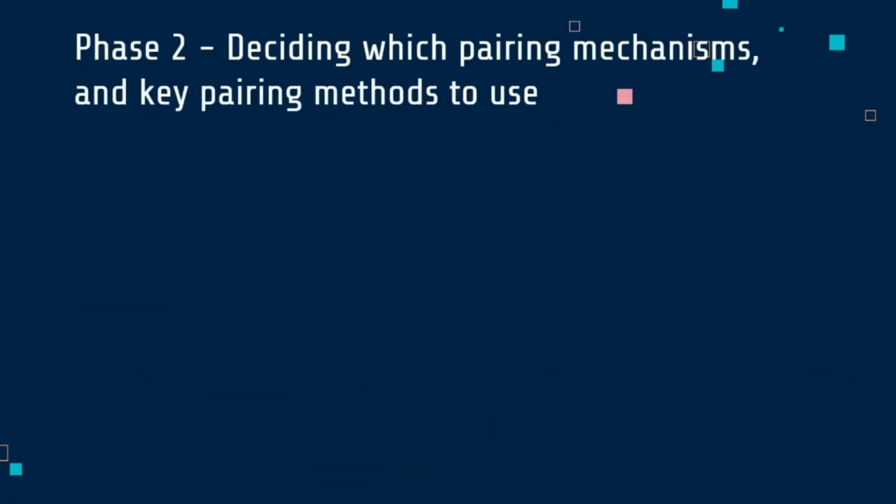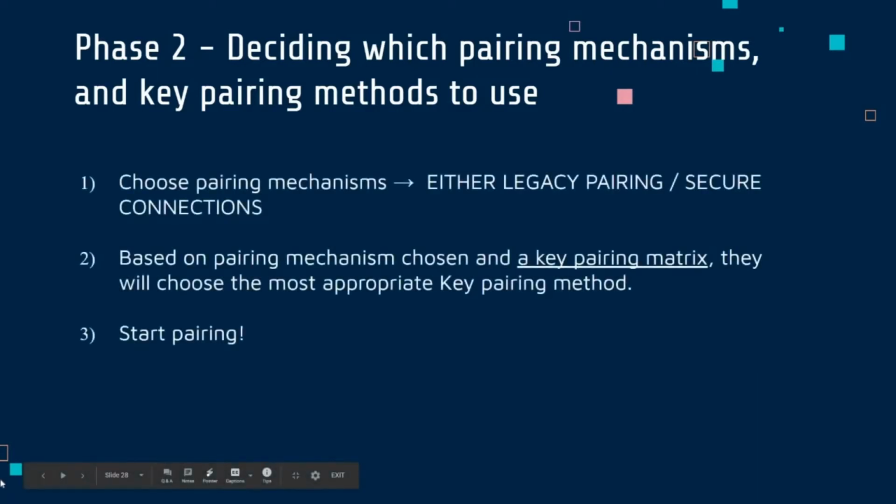phases. So in phase 2, they'll decide which pairing mechanism and which key pairing methods to use. I'll be explaining these terms later, but for now in phase 2, there are three main steps. Firstly, they have to choose either the legacy pairing method or secure connection. Secondly, based on the first step and the key pairing matrix, they will choose the most appropriate key pairing method for them. And lastly, they can start pairing.